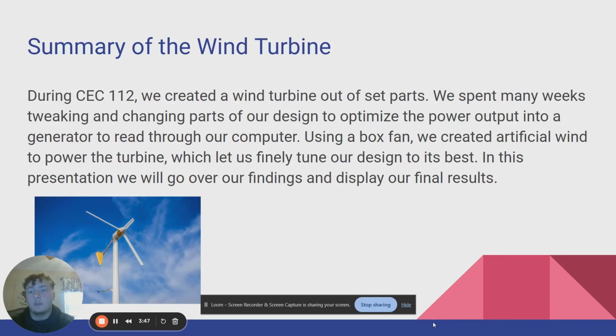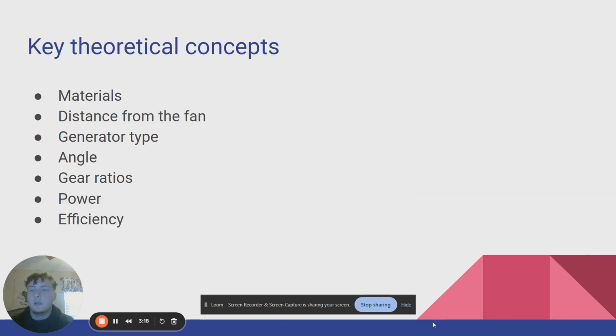Summary of the wind turbine. During CEC 112, we created a wind turbine out of set parts. We spent many weeks tweaking and changing parts of our design to optimize the power output into a generator to read through our computer. Using a box fan, we created artificial wind to power the turbine, which let us finely tune our design to its best. In this presentation, we will go over our findings and display our final results.